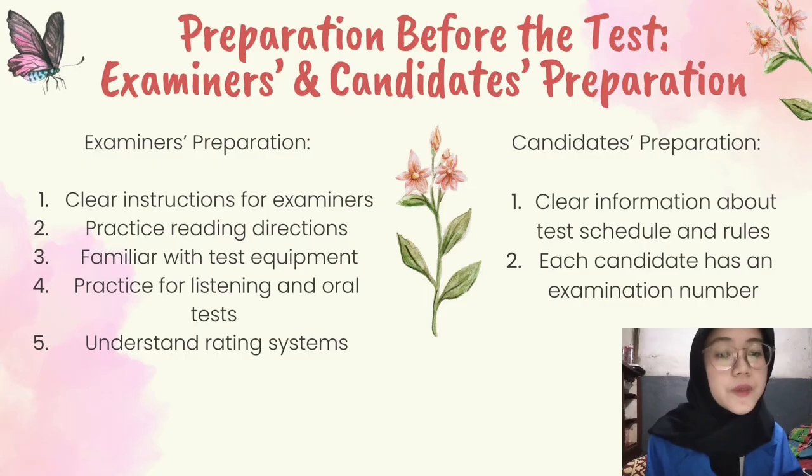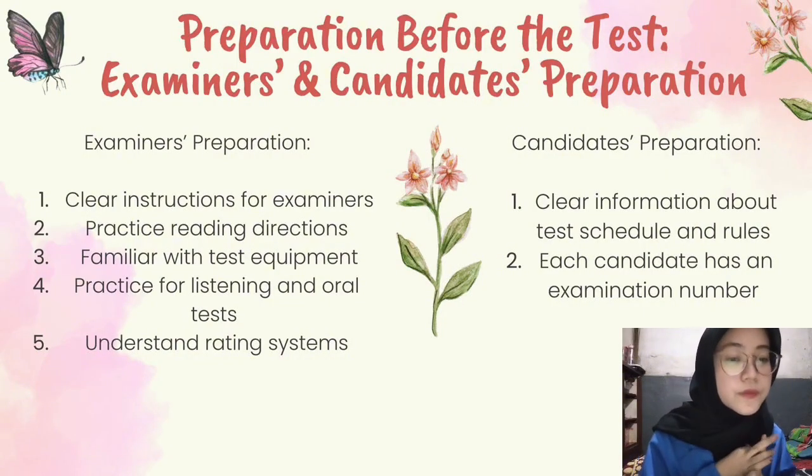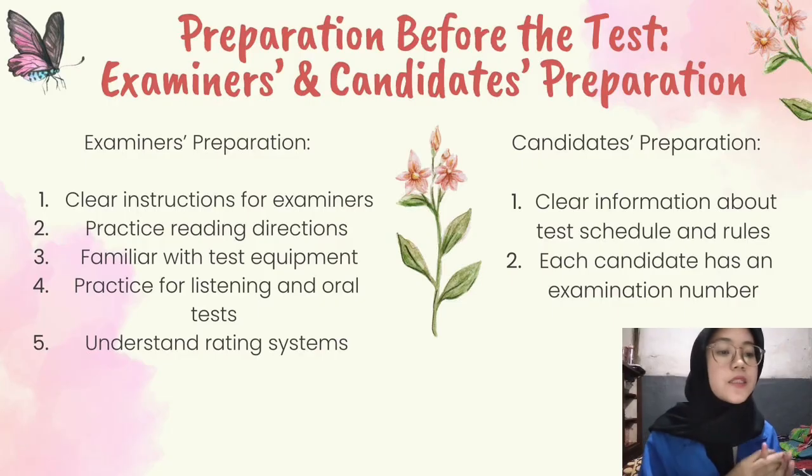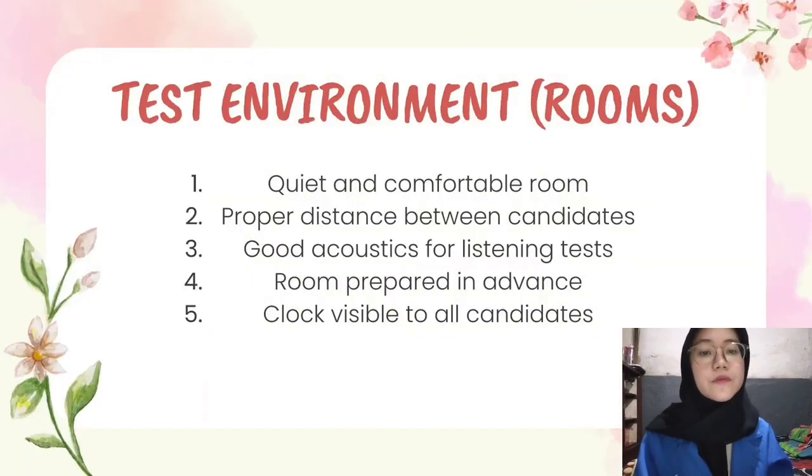And for candidate preparation, number 1 is clear information about test schedule and rules. So candidates must receive clear information about the test, such as time, location, and the rules. And number 2, each candidate has an examination number. This number helps with identification, scoring, and fairness.